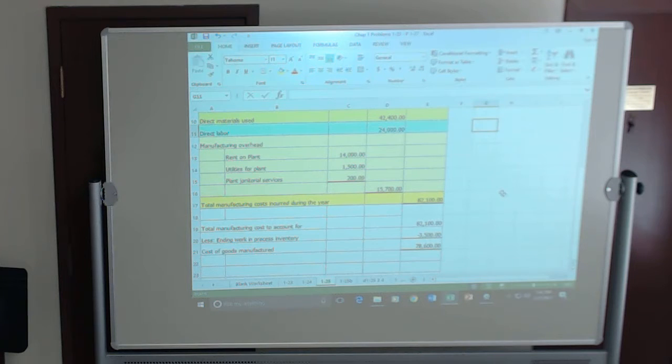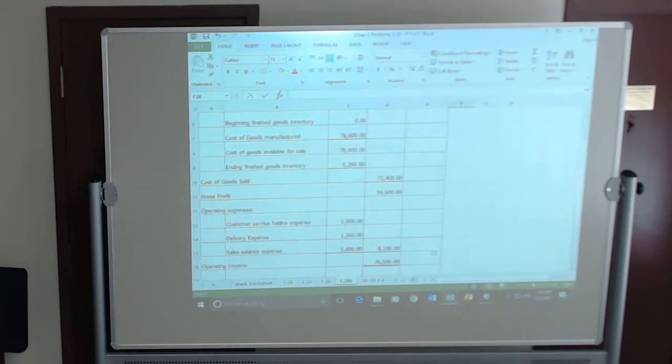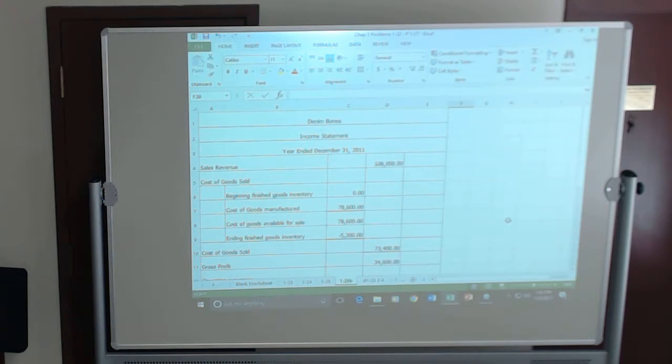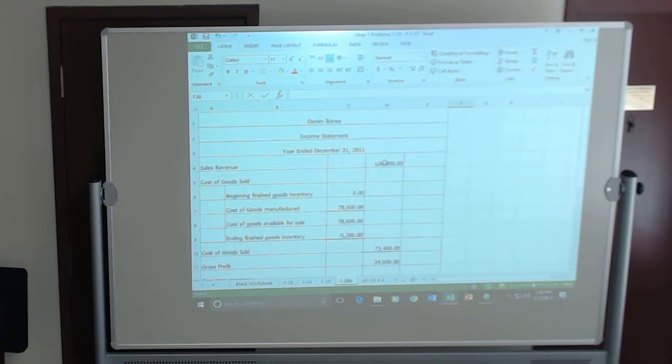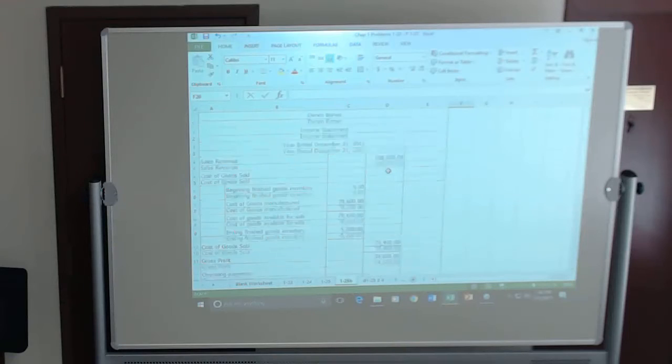Now the second part of this is the income statement. We start out at the top the same way, except this is an income statement instead of a manufacturing statement. So the sales revenue is $108,000 for the year. It's pretty good.